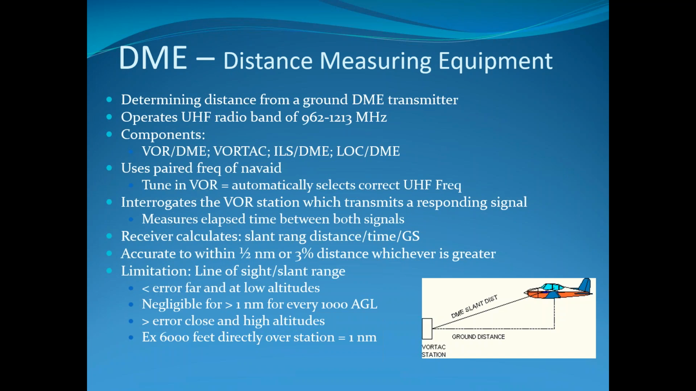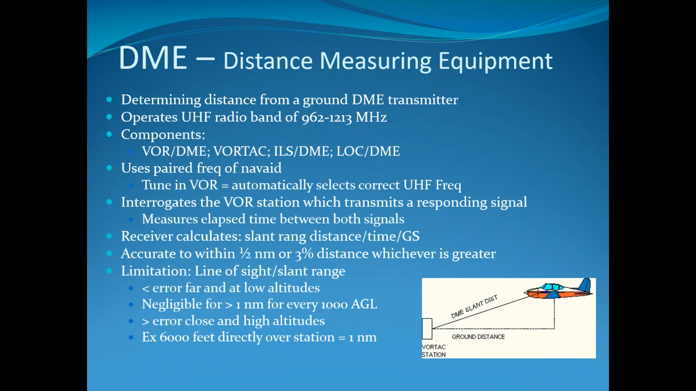It interrogates the VOR station, which transmits a responding signal. It measures the elapsed time between both signals, and then it gives you your distance. The receiver calculates the slant range distance, time, ground speed. It's accurate to within a half nautical mile or 3% distance, whichever is greater. The limitation on a DME is going to be line of sight and slant range.